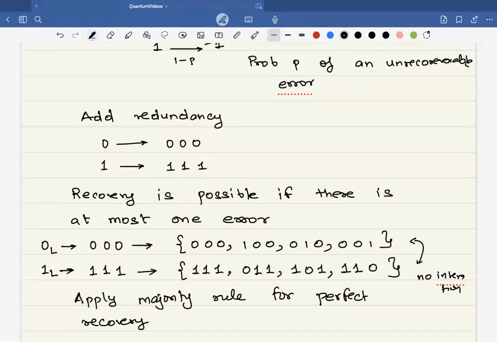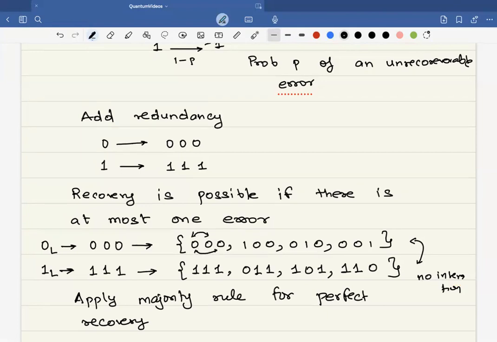However, notice that if there are more than one errors, then these two sets could intersect, and then we cannot apply the perfect decoding procedure. Instead of the majority rule, we could also apply a sort of parity check. The parity is even if the bits are the same, and odd if the bits are different. So we could apply a simple parity check on the first and the second, and the first and the third.